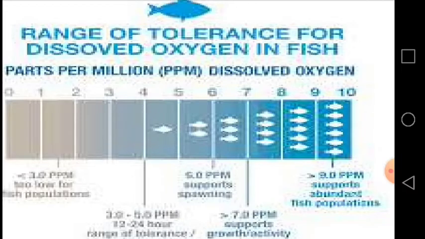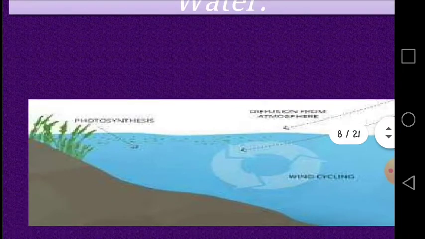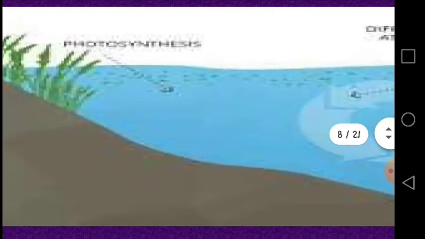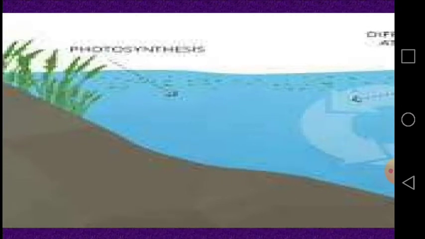Less than 5 ppm is very harmful for aquatic life, and above this is very helpful. You can see above 5 ppm of dissolved oxygen is very helpful for the growth of the fish in the water. So oxygen is of great importance. How does oxygen dissolve in the water? In three ways. Number one, photosynthesis. The aquatic plants present in the water do the process of photosynthesis, increasing the level of oxygen in the water.